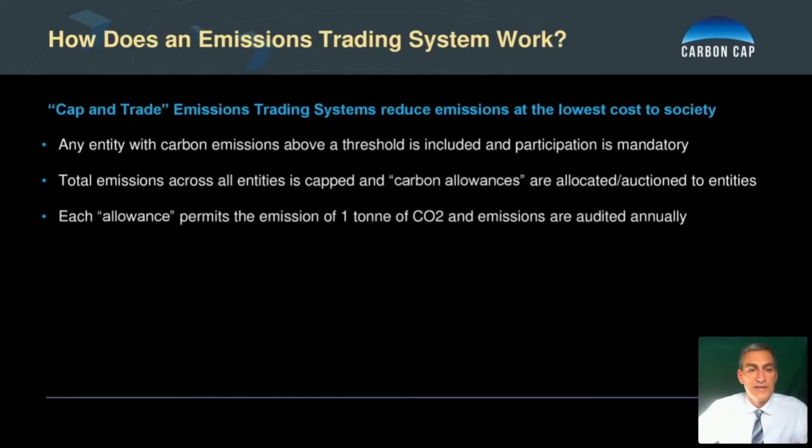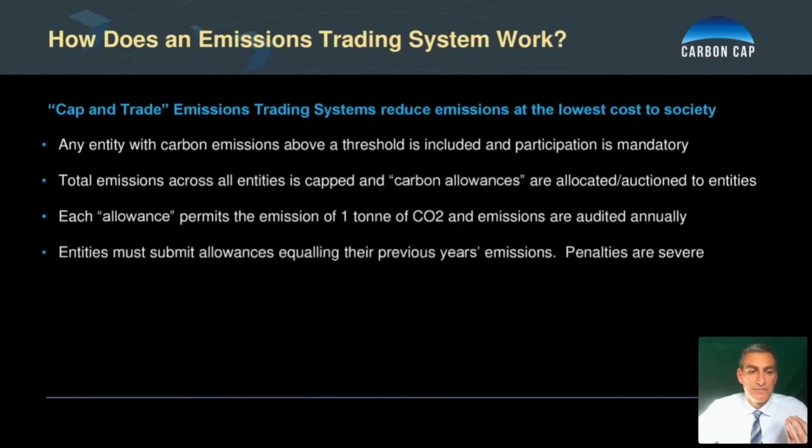Each allowance permit allows the emitter to emit 1 ton of CO2, and those entities that are participants are very tightly audited every year. They must submit certificates every year in the year following the emissions year, after the audit. If they emit 1 million tons, they must submit 1 million allowance certificates. If they do not, they are fined. And in Europe, the fine is 100 euros per ton. And of course, the current price in Europe is about 20 euros per ton. So all these entities do comply.